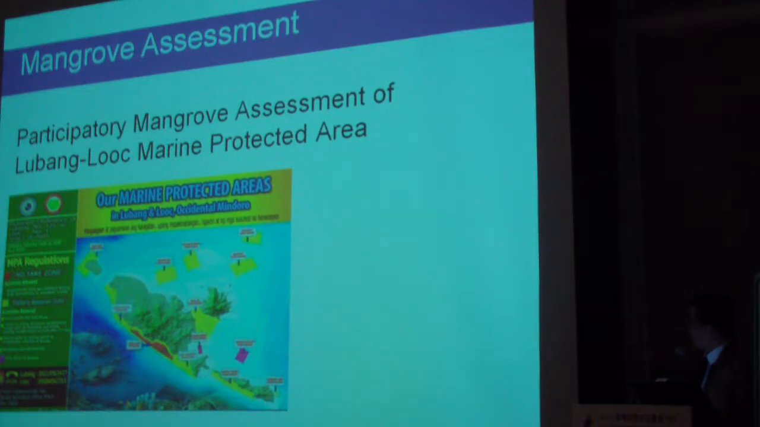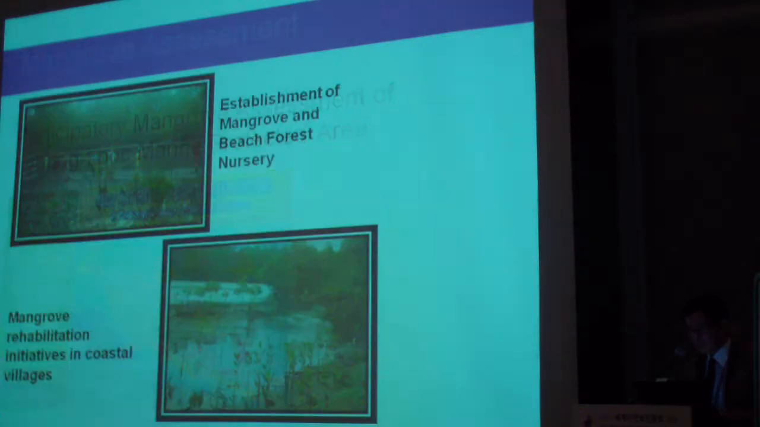Again, we did a lot of work. We did a participatory mangrove assessment in this island. This island is considered a climate resilient MPA, and the participatory mangrove assessment involved the participation of communities in identifying the status of the mangroves and determining what type of intervention is needed to protect current mangroves and even to protect communities from the potential impact of climate change, particularly storm surges and sea level rise.